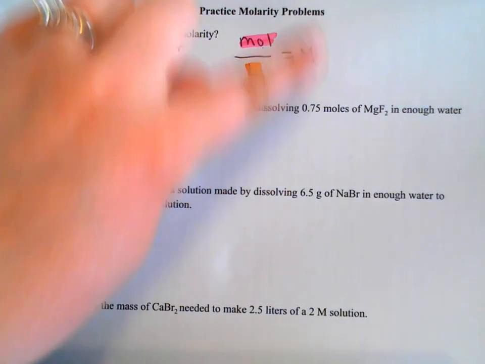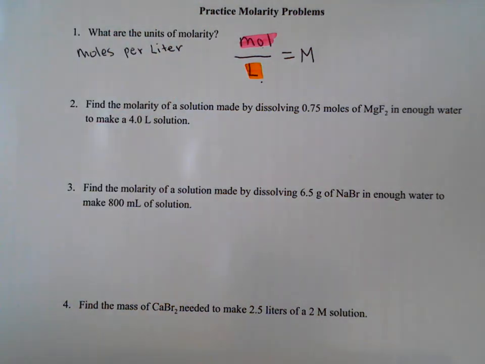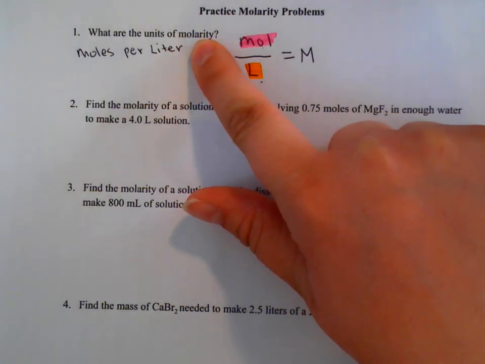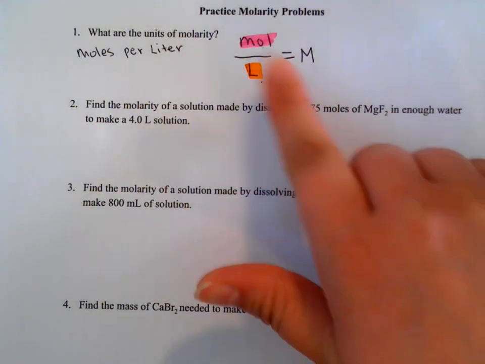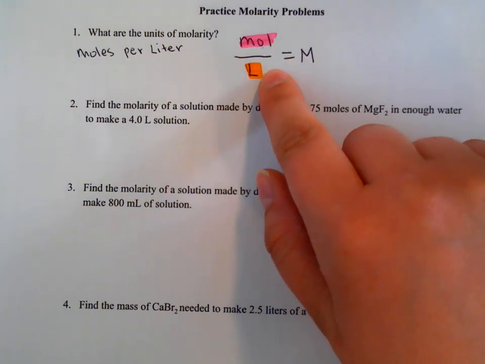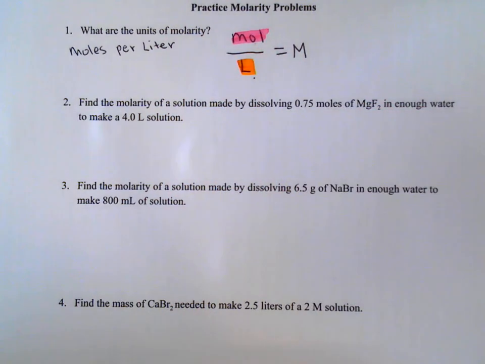Now, we're going to use this equation in almost every single one of these problems that I'm going to show you in just a second. To indicate molarity, if I'm just wanting to talk about molarity, I can use a big M. If we're looking at how many moles are in a liter, how the concentration is inside of molarity, we're going to use these two units.